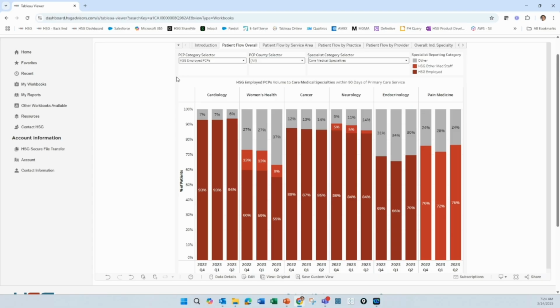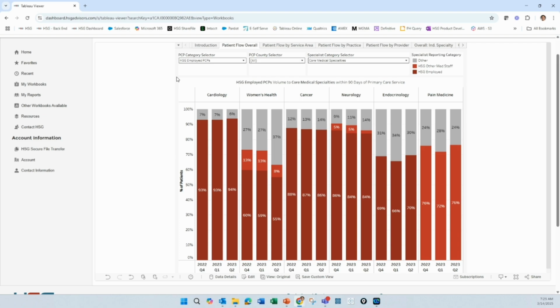Other elements to think about bundling or adding in are elements around provider productivity and access. What's the need within the marketplace from a demand standpoint for specific specialties? Are there other access-based metrics that you might have internally that you want to layer in? So there might be a number of different metrics that you want to comprehensively evaluate as you think about keeping patients within the system.